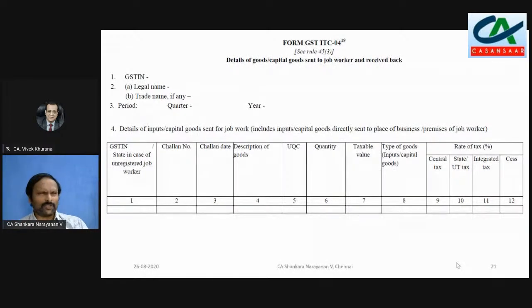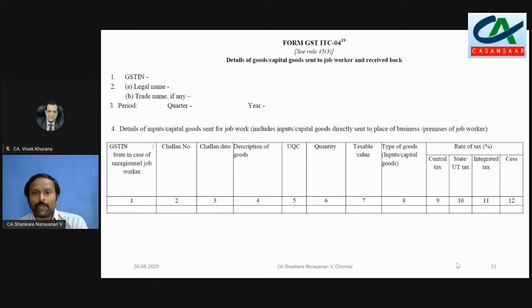Where will I get the value? Your stock register will contain the value. The item part number which is being sent, the stock register will contain the value. That value we are supposed to disclose, and the tax corresponding to that we are supposed to disclose. It is not the tax liability. It is only for identification assessment of the officer as to what worth of goods are traveling in this vehicle.